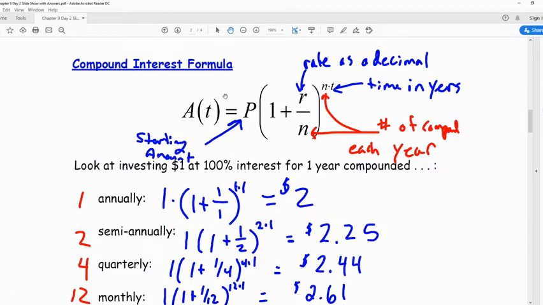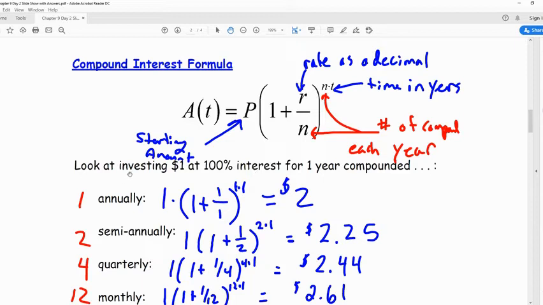I have some arrows that are indicating what these things represent. P is the starting amount. 1, because I get the money that's in there, I'm still going to get that amount. And then R is our rate as a decimal. N is the number of compoundings that are done each year. That appears twice in our formula. And T is the number of years.